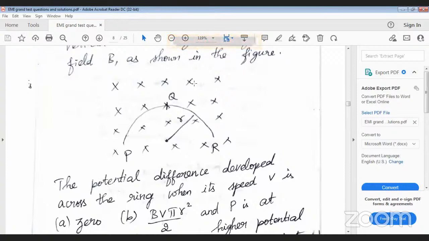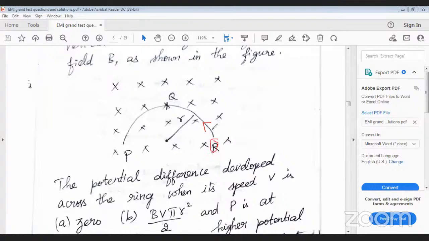So when the magnetic field direction is into the plane of the paper, from Fleming's right hand rule, the induced current flowing in this coil is along the anti-clockwise direction. So the current flows from here to here, like this. This is the anti-clockwise direction. How did we get this direction? From Fleming's right hand rule. So current is flowing from this direction to this direction, which means R should be at higher potential.